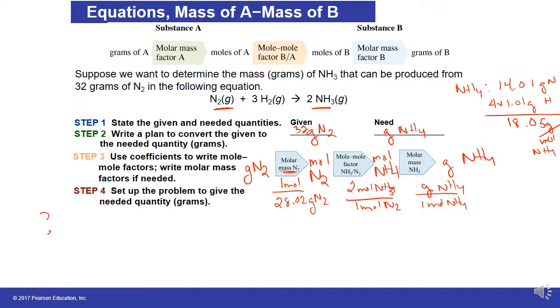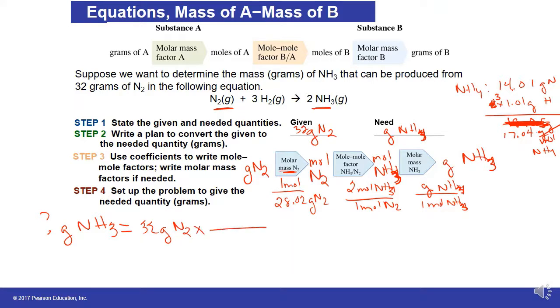So let's set up our problem. We need to know the number of grams of ammonia. It's NH3, not NH4. So it's 3 times 1.01 grams. So we get 17.04 grams per mole. I keep writing the ammonia the wrong way. It's NH3, not NH4. All right, so starting with what we were given, 32 grams of nitrogen.